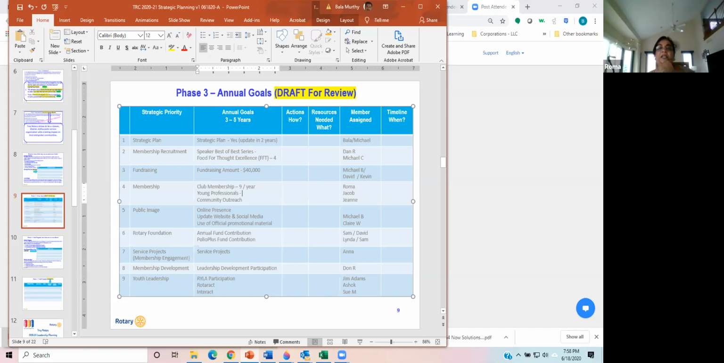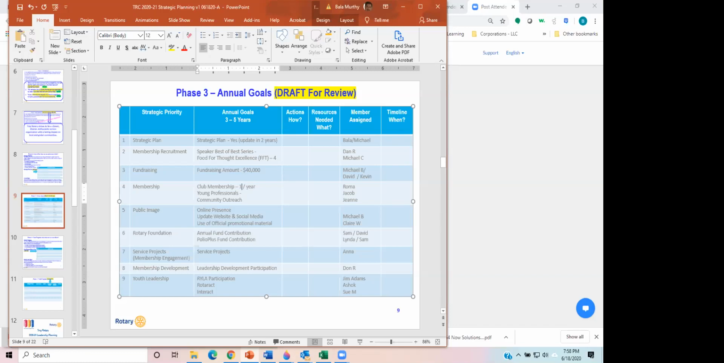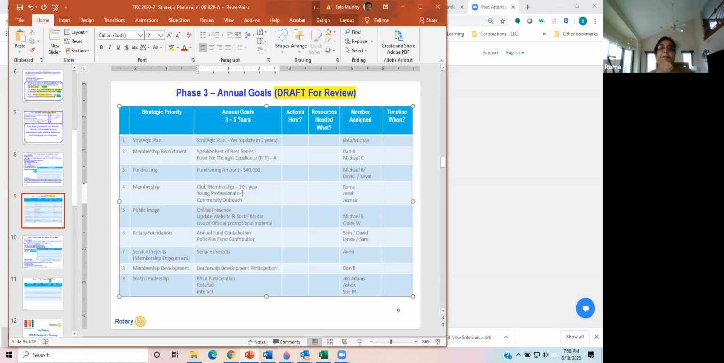Let's do 10 and make it an even round number. So a net 10 will get us to 105 by the end of 2025. Something like that, yeah. That was our long-term goal, I think. Right.